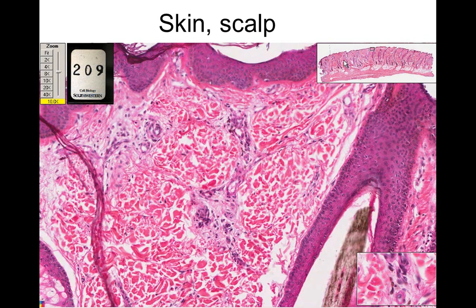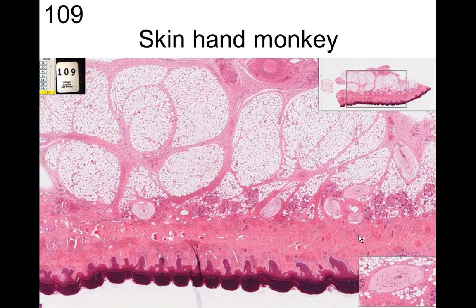Here again, this is in the scalp. These are the hair follicles. The hair follicle itself is continuous with the epithelium on the surface. Indeed, it is epithelium, and it's the source of the hair itself. So cells are transformed into the hair, and those cells are epithelial cells.